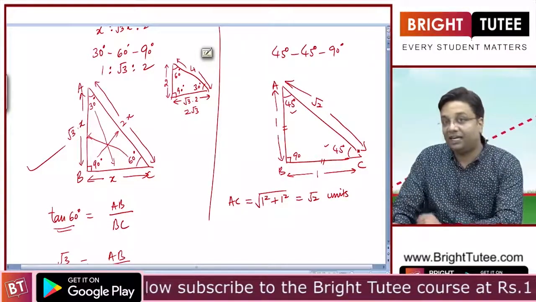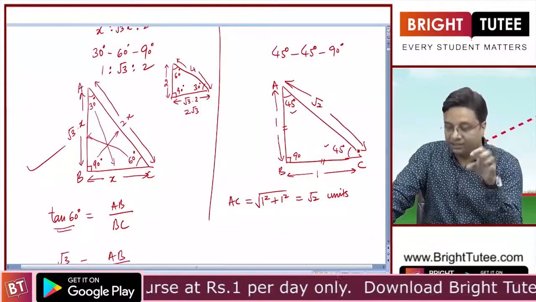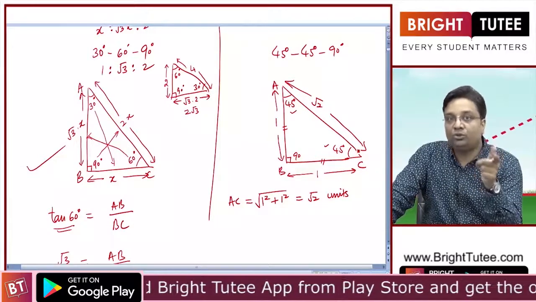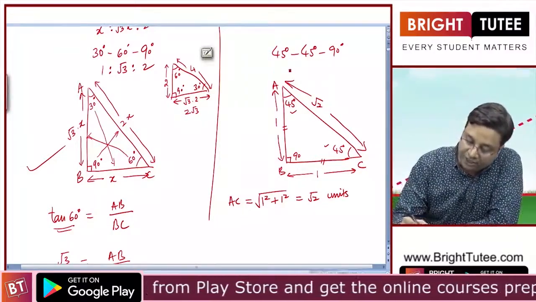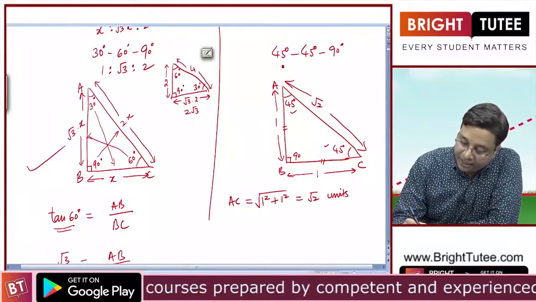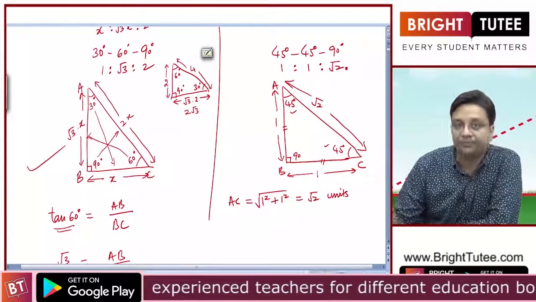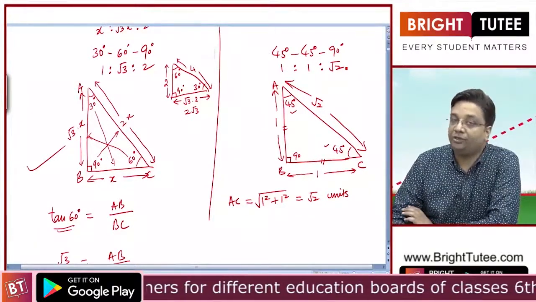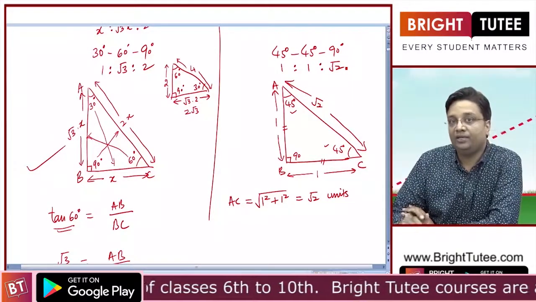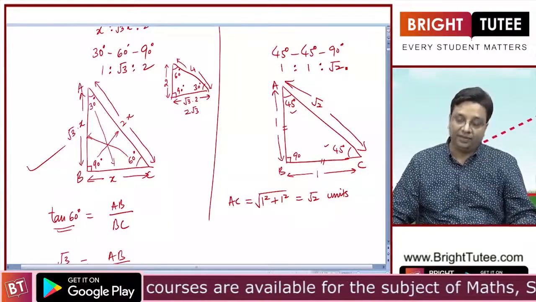If I start with BC as 1 unit, or if I take BC as x units, then AB will also be x units and AC will become root 2x. So the ratio of sides opposite to 45, 45 and 90 is equal to 1 is to 1 is to root 2. So if you have got a 45, 45, 90 triangle and you know one side, you can easily comment about the other unknown sides.